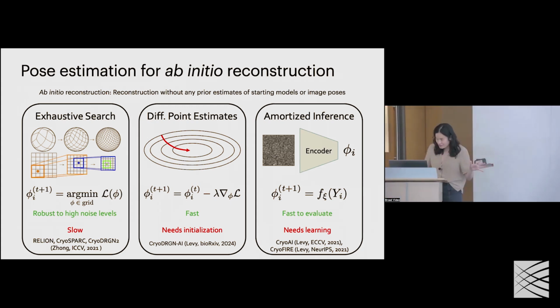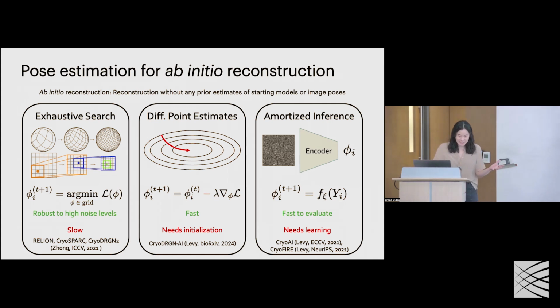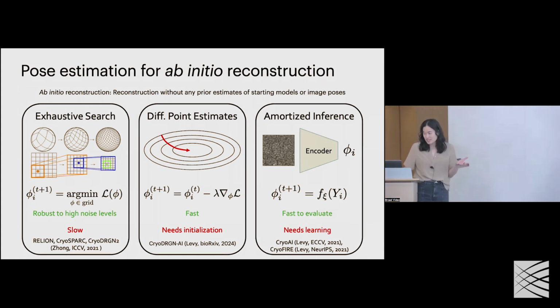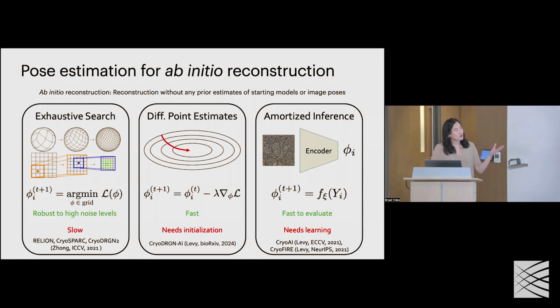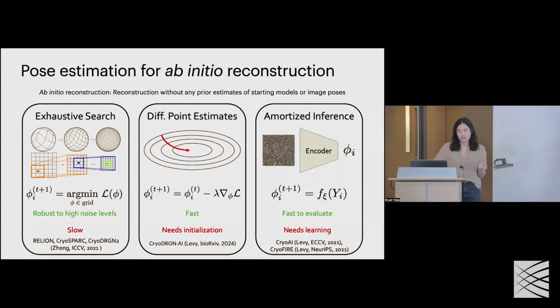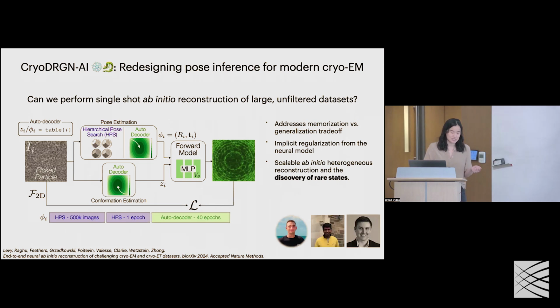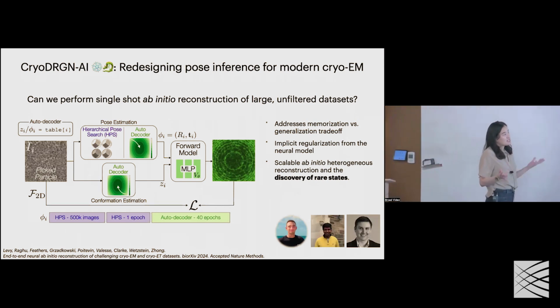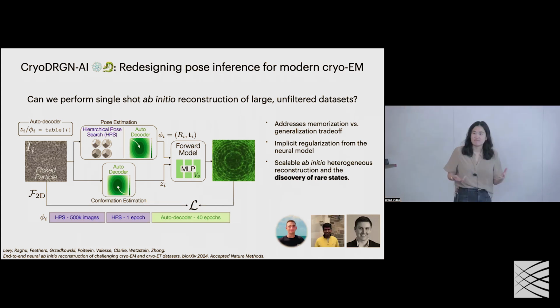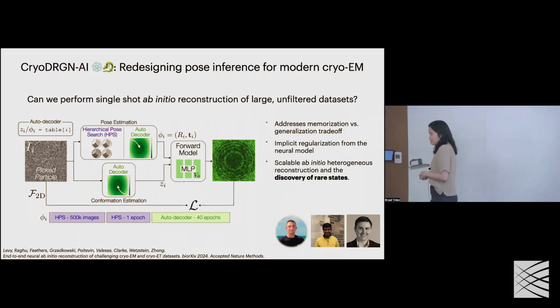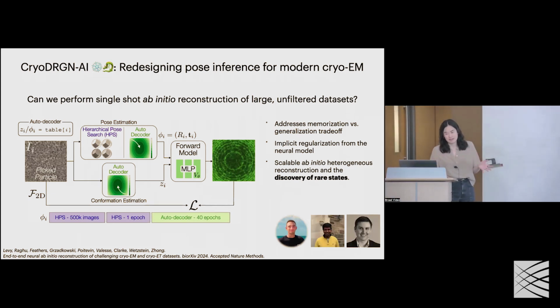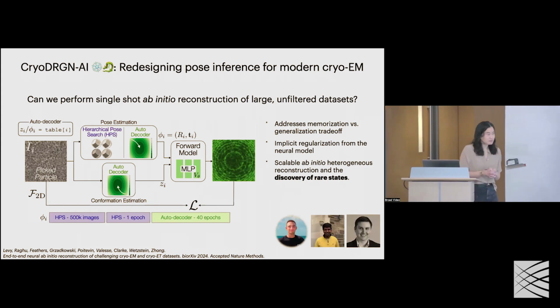Okay, so we've tried all the above, and just skipping to the punchline, the latest version, which we've called cryoDRGN AI, incorporates the exhaustive search and this SGD, or gradient descent-based approach to pose estimation. And really the research question is, can we perform single-shot ab initio reconstruction of modern cryo-EM data sets? They're very large data sets that have millions of cryo-EM images. They're typically unfiltered, so there are outliers in the distribution, and we want to do this in a reasonable amount of time, in a scalable fashion.